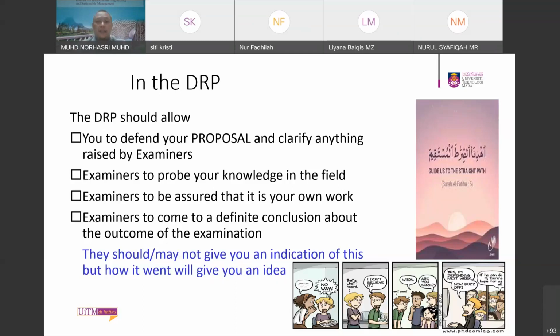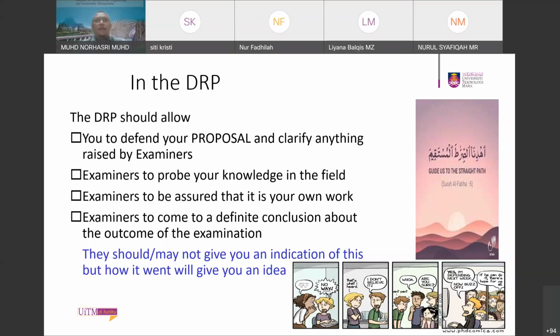Okay, so you are expecting them. "Them" refers to your examiners or panels. What are the questions that will be asked, that you can expect from the examiners? And last but not least, in your DRP, conclude your work.